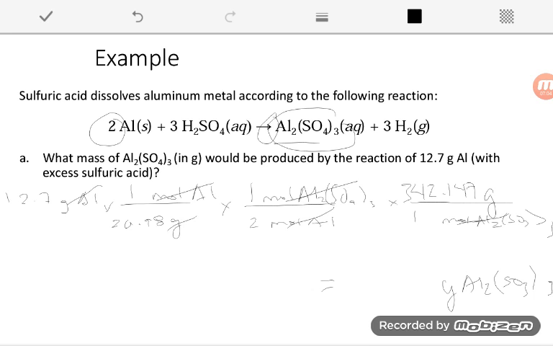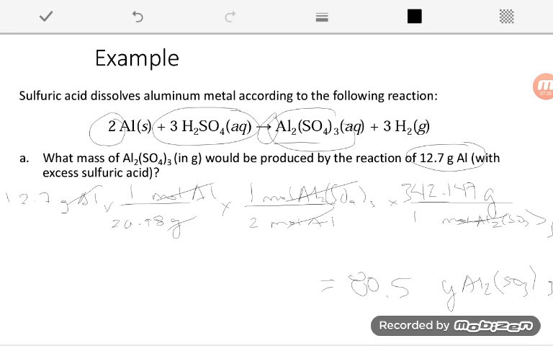And once I do this, I figure out that I'm going to produce 80.5 grams of my aluminum sulfate from a starting 12.7 grams of aluminum. Now if you look at that, you might think it disobeys the law of conservation of mass, but it doesn't, because remember there was sulfuric acid in there. We were just told we had enough of that to react, so we weren't bothered with it. That's it. That's all these stoichiometry problems are.